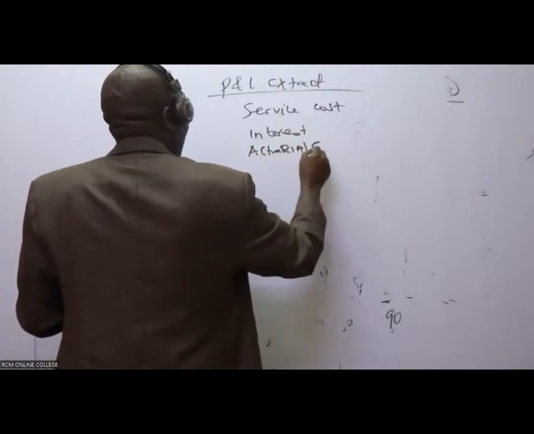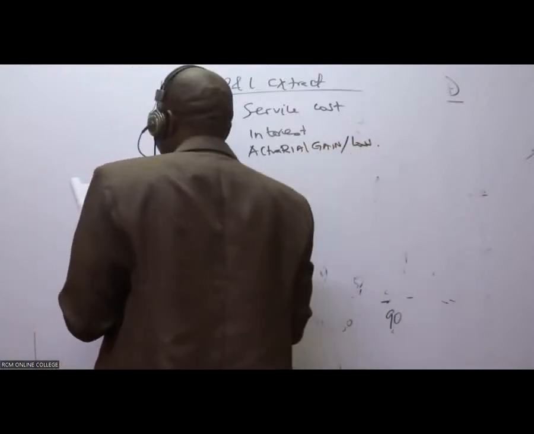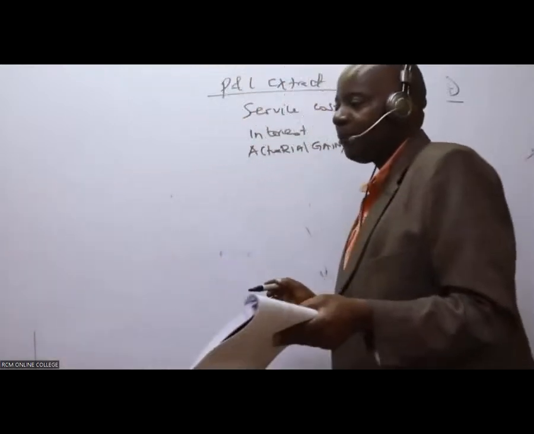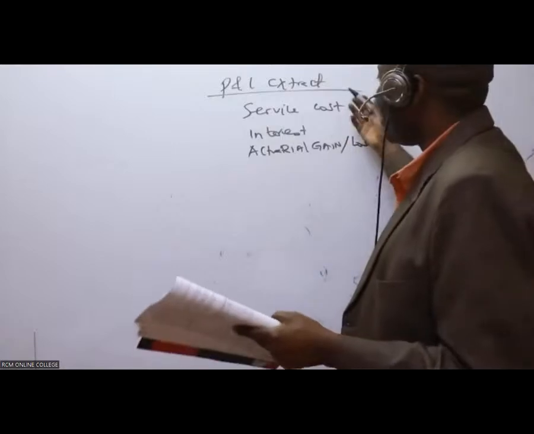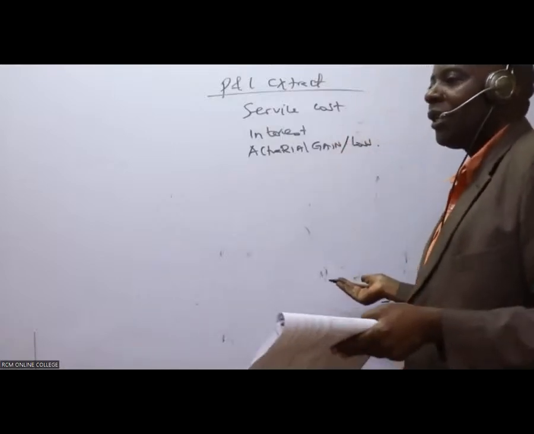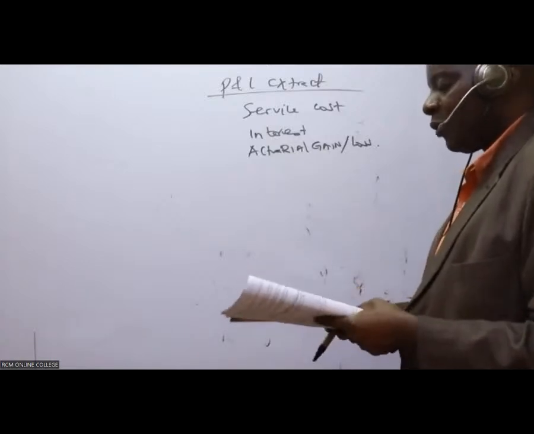Actuarial gain, stroke loss. It's only 1 year given really here, so there is nothing much. It's a free of charge question here, free of charge marks, I mean.